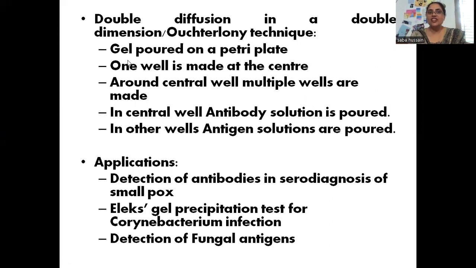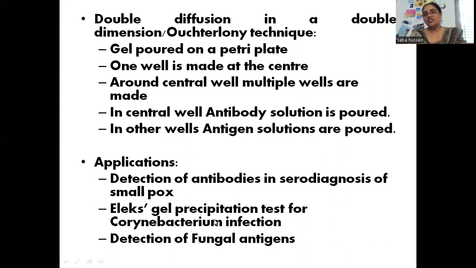So one gel is poured on a Petri plate, while one well is made at the center. Around the central well, multiple wells are made. The central well is filled with antibody solution, while the multiple other wells we have filled with antigen solutions. Now, why is this done? This is done for detection of antibodies in the serodiagnosis of smallpox.